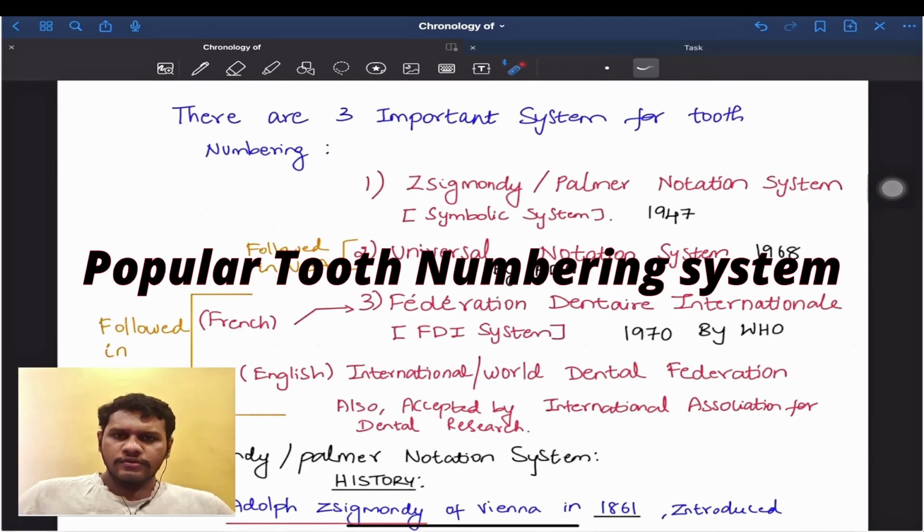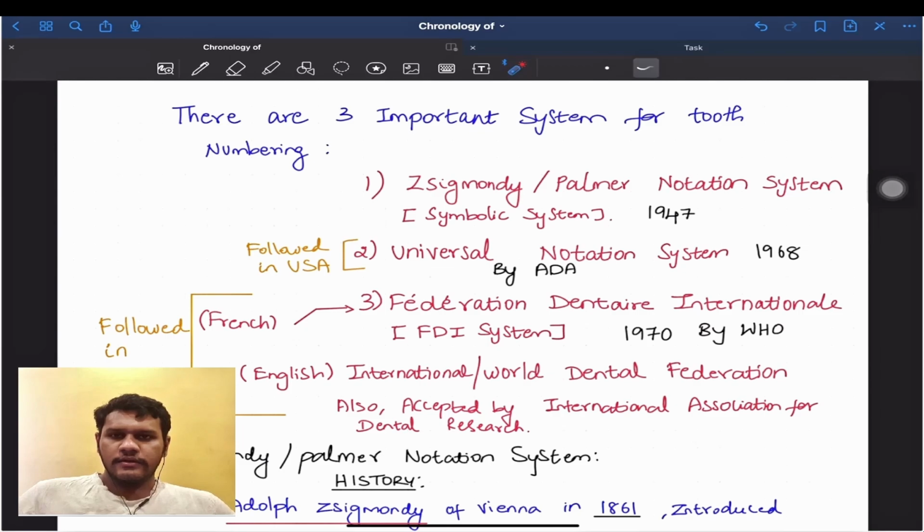There are many tooth numbering systems that have been published. The three popular systems are: first, the Zsigmondy Palmer notation system, also called the symbolic system, accepted in the year 1947. The second one is the universal notation system, accepted in the year 1968 by the American Dental Association. Till now, this system is followed in the USA only.